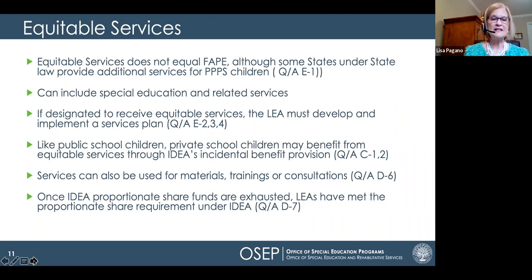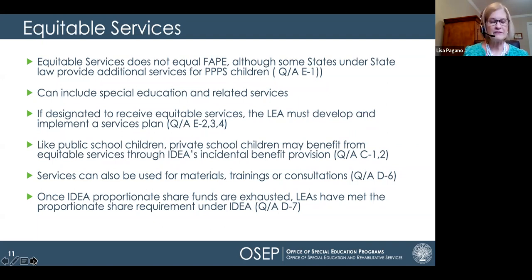So if a child is designated to receive equitable services, as Dan pointed out, maybe not every child's going to get something, but if a child is designated to be one of the children who is to receive equitable services, they are going to have a services plan developed and implemented for them by the LEA where the private school is located. That services plan can include special education and related services.